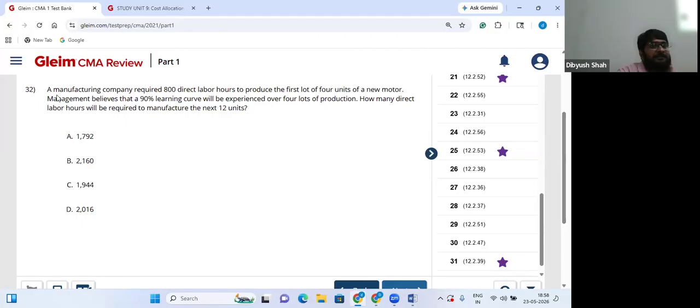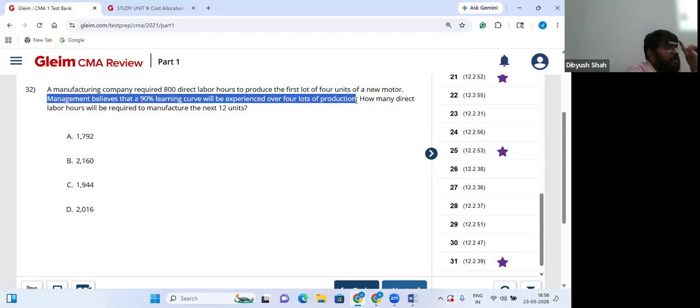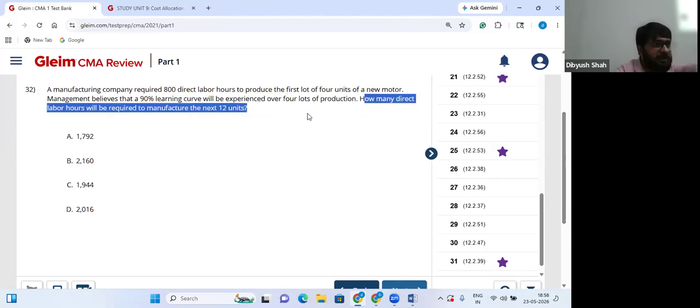Management believes that a 90% learning curve will be experienced over 4 lots of production. One lot is 4 units. 4 lots is 16 units. 4, double 8, double 16. Your job is done. Unless you are good in mathematics, which commerce students we are generally not. So in that case, use this concept. Break it down in units. 4, 8, 16. Done. Now they are asking how many hours will be required to make the next 12 units.